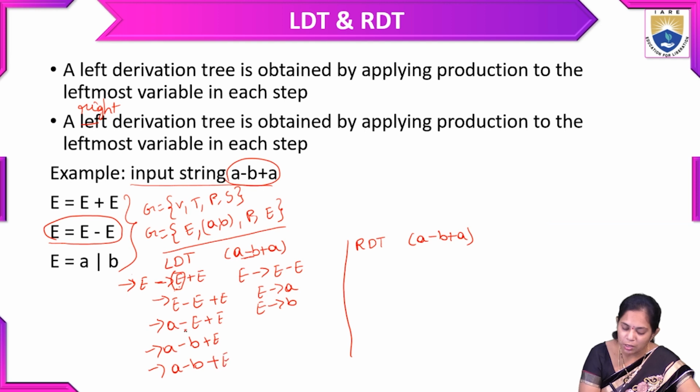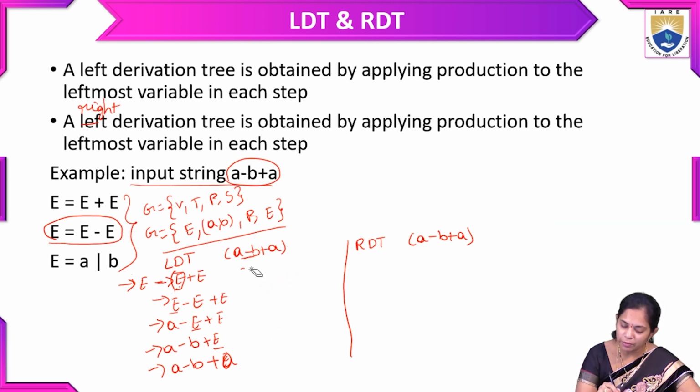Why? Because we are moving from left to right. In the leftmost derivation, the leftmost non-terminal is substituted first, then the next leftmost, and like that we move from left to right. Here we have A, E tends to B and E tends to A. So this is the input string we got from the derivation.